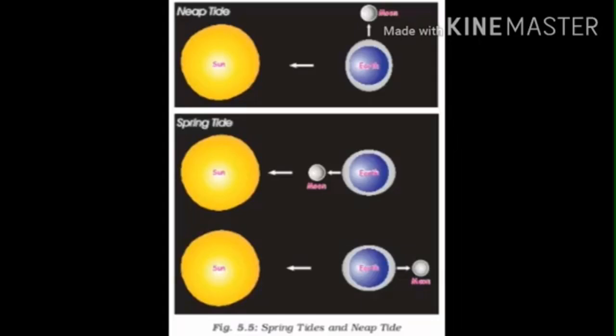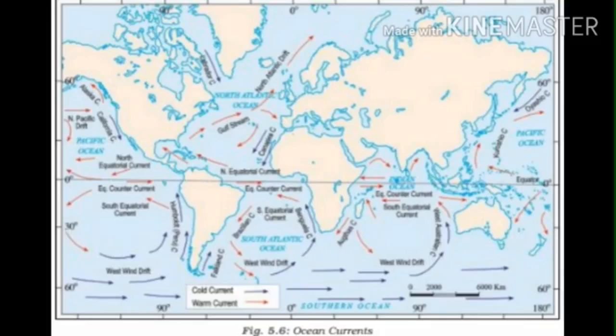Okay, children, we'll move on to the next topic. Next one is ocean currents. Okay, children, what is meant by ocean current? Yes, the movement of the ocean water in a constant direction is called an ocean current. Again one time, what is meant by ocean current? The movement of the ocean water in a constant direction is termed the ocean current.